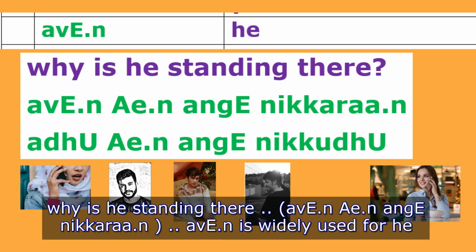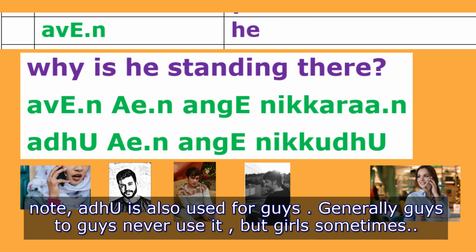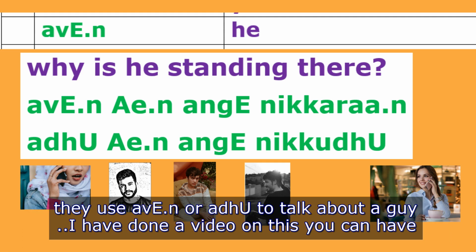Why is he standing there? Avan yen anga nikran? Avan is widely used for he. And sometimes you also get to hear adu. Adu yen anga nikkudu? So please note, adu is also used for guys. Generally guys to guys never use it, but girls sometimes. They use ava or adu to talk about a guy.